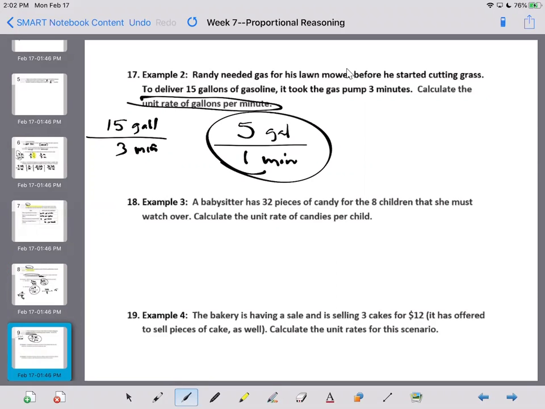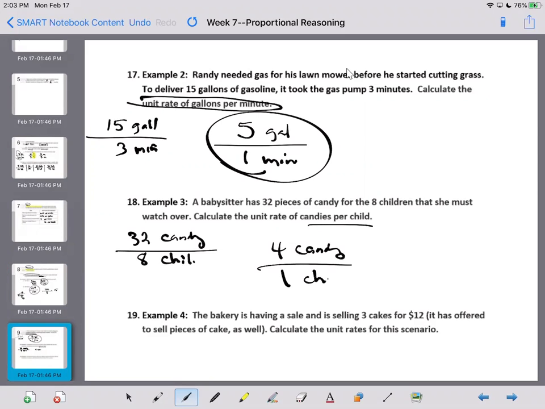A babysitter has 32 pieces of candy. So we've got candy, and 8 children. How much would this be per child? So 32 divided by 8, we'd have 4 pieces of candy per 1 child. That is your unit rate.